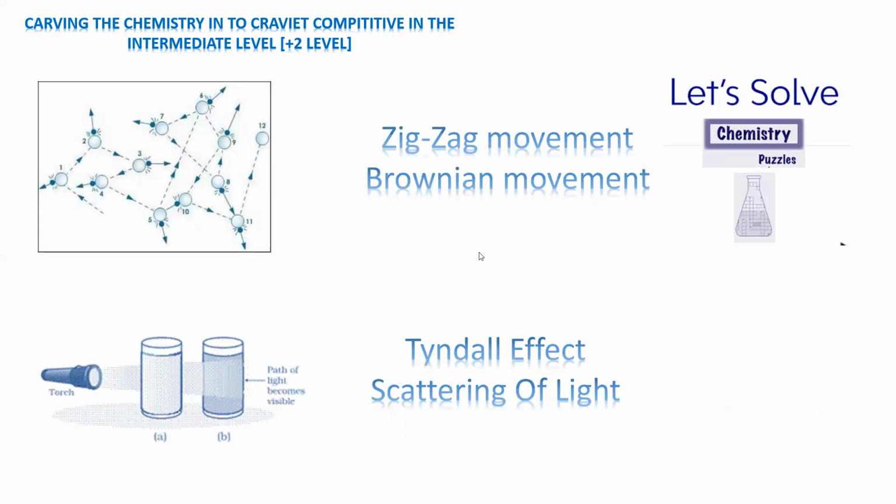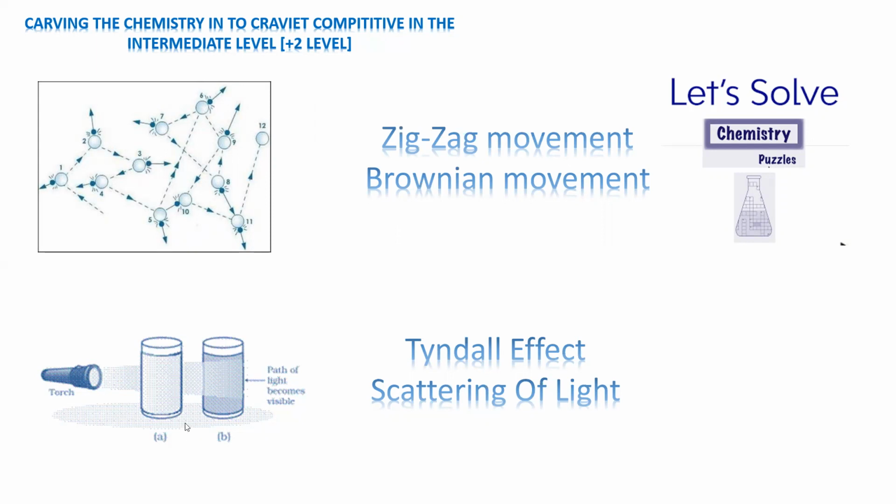What is Brownian movement? Whenever colloidal sized particles are in free movement, all the particles have random motion. They are moving in all possible available directions, which is called a zigzag motion. You can notice all the arrows are moving in all possible directions. So that zigzag movement of colloidal particles is said to be Brownian movement. Scientists observed this kind of movement under an ultramicroscope.